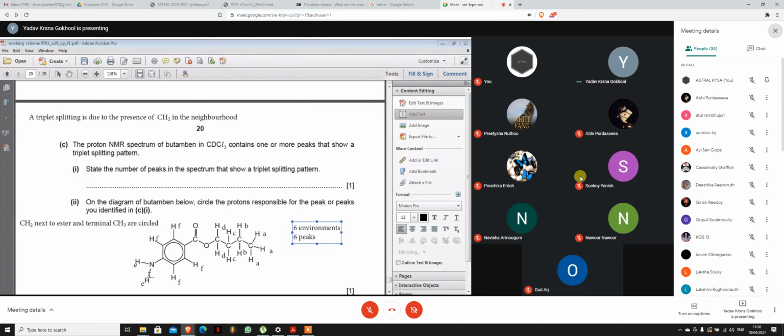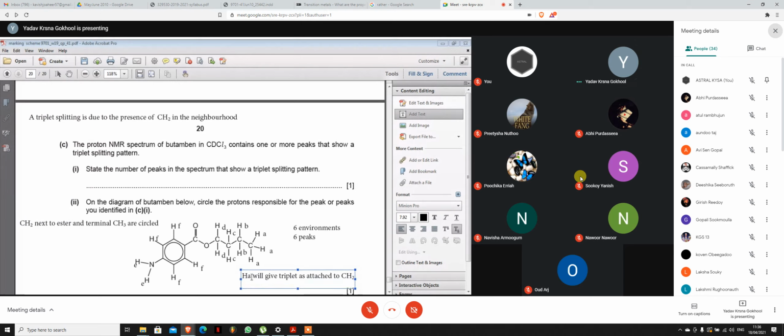the 6th one. Okay. Now, state the number of peaks in the spectrum that show a triplet splitting pattern. Now, if you have a triplet pattern, it means that you are attached to a CH2. So you can see that this HA will give a triplet as it is attached to a CH2. This is the first one.